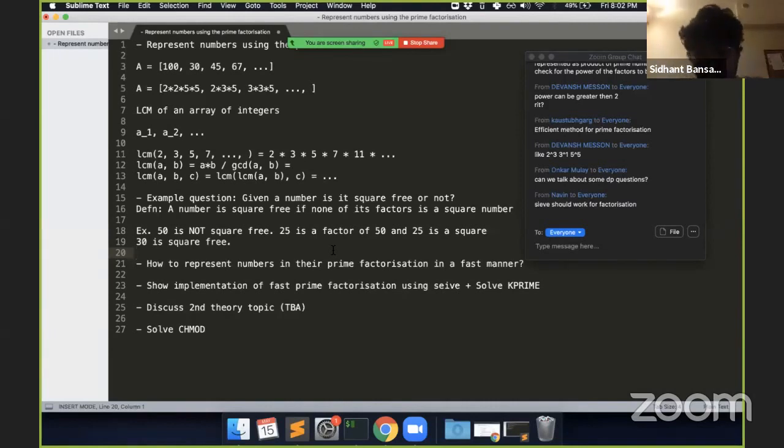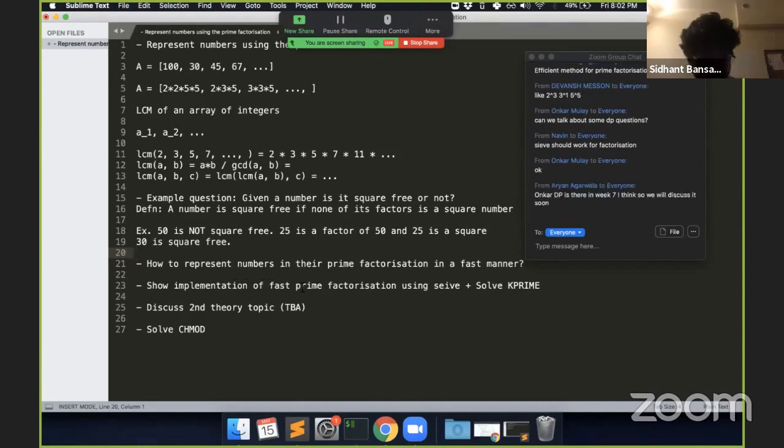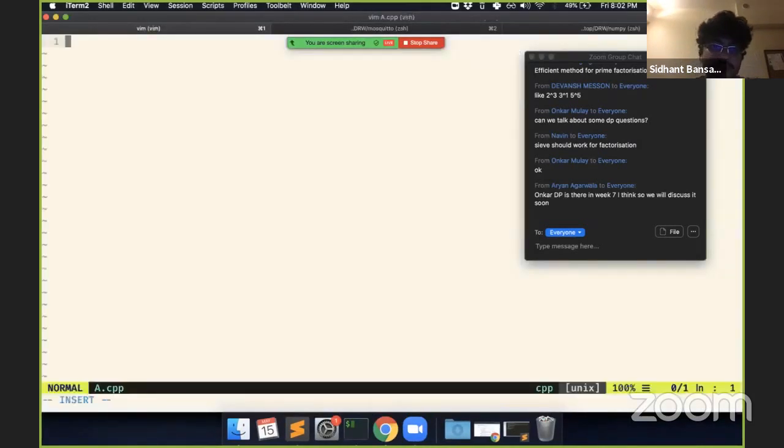Yes, we should look for factorization. The next step is that I'll show the implementation. In the previous whiteboard discussion, we all saw that, given a number, a lot of times we have to represent the number in its prime factorization. Basically, get all the prime factors and their respective powers. But how do you do that fast? That's the question, so I'll show you some ways to do this fast.